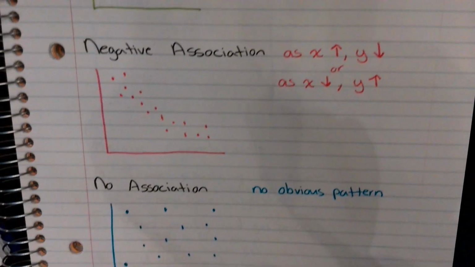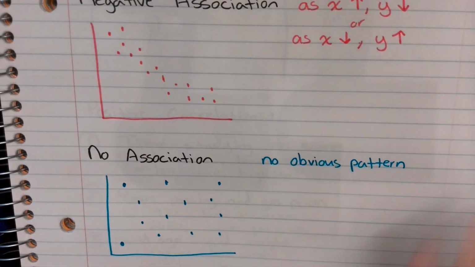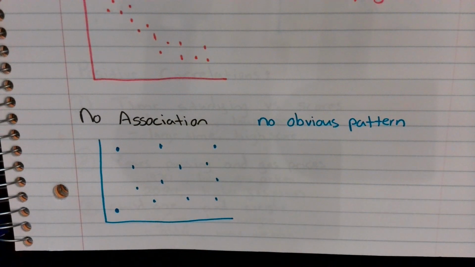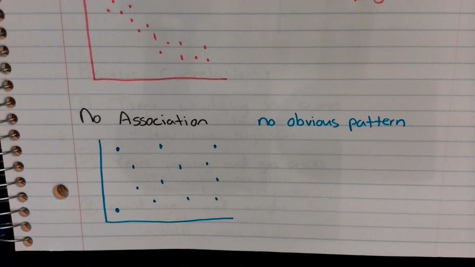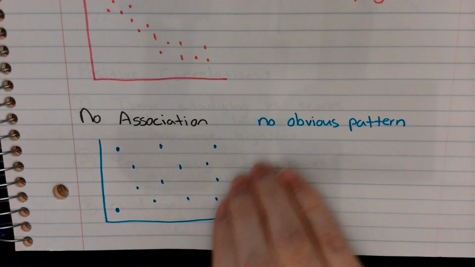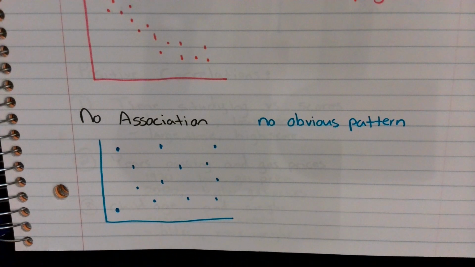Then you have no association whatsoever. That means there's no pattern. There's no obvious correlation or relationship between those two data points. So it's basically like what a scatter plot would sound like. It's scattered all throughout. You don't see any kind of rise or a decline in the values, no relationship to each other whatsoever. Okay, so those are your variable associations.